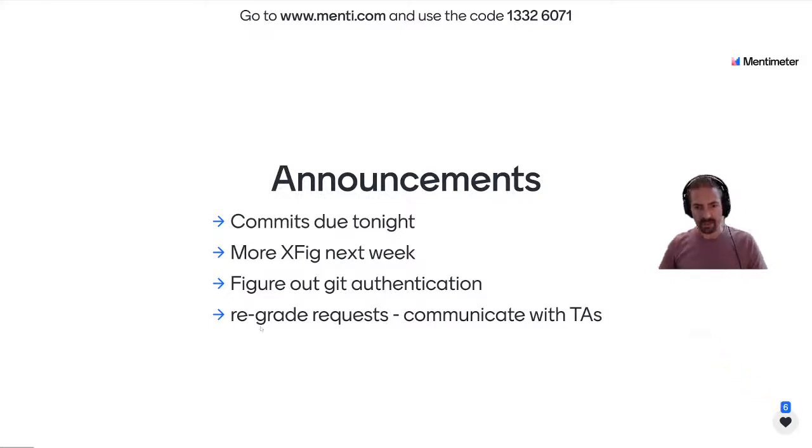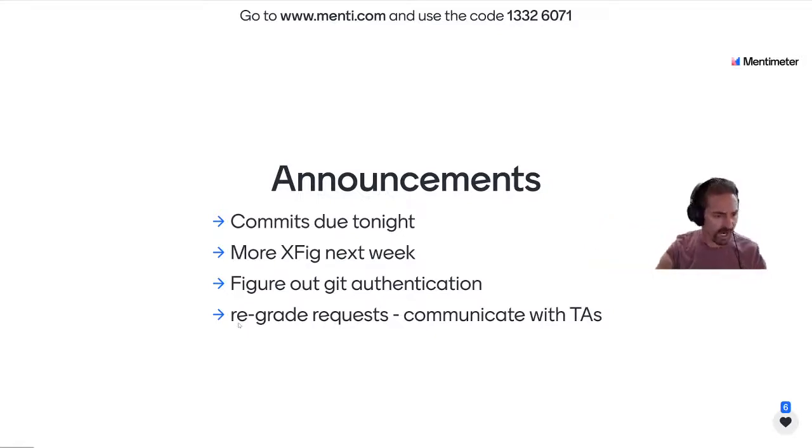Another thing I noticed is there are a few regrade requests in Gradescope. First of all, nice work, y'all. I appreciate that you are using the regrade request feature instead of Slacking me, or worse yet, emailing me. That would make my head explode. But make sure when you submit a regrade request, you then communicate with the TA using Slack and ask them, hey, can you please regrade this.